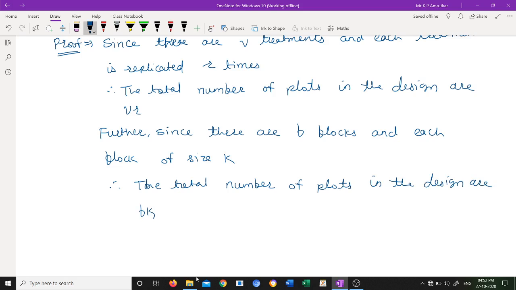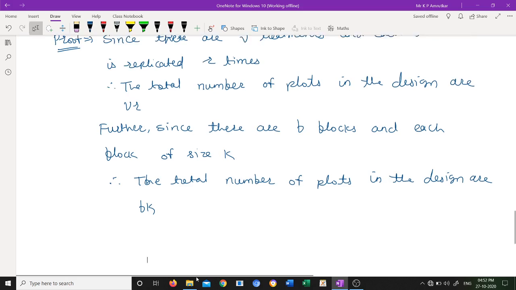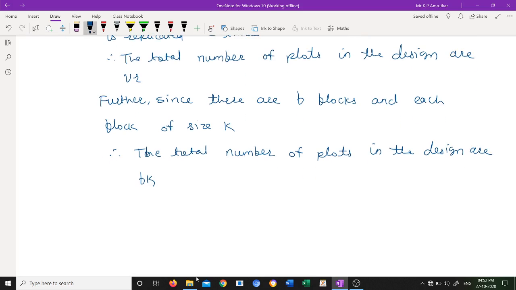Now the total number of plots in the design is VR, and also the total number of plots in the design is BK. So from this we can write VR is equal to BK, and this is your capital N. Capital N means total number of plots.